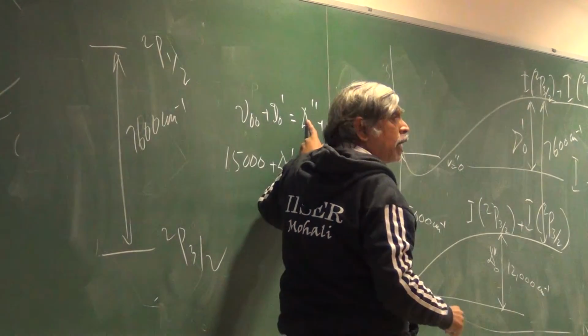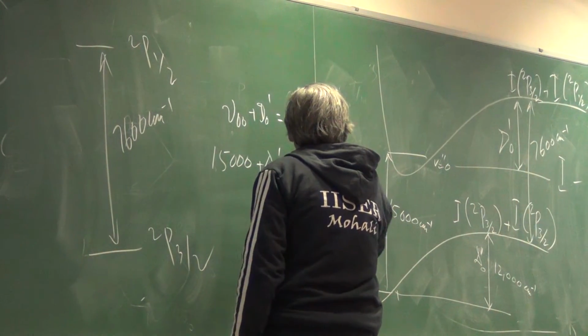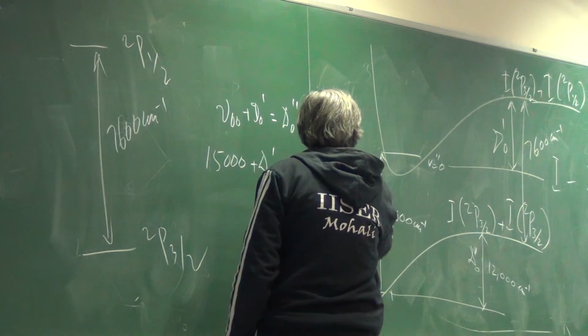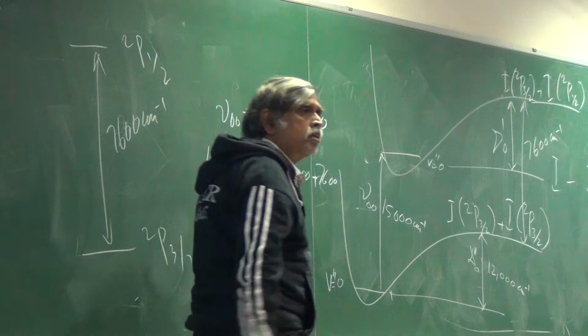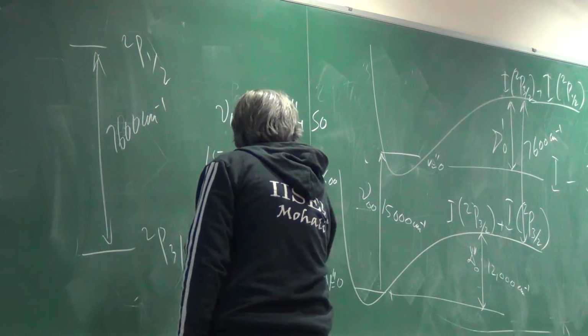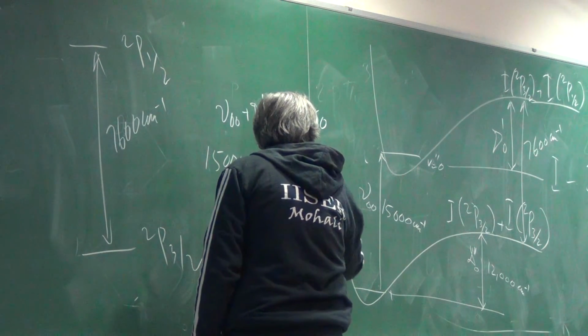What is D naught double prime? 12,000. And what is the spin orbit splitting going to be? 7,600. So all you have to do is to just solve this out and see what D naught prime is going to be. And that's now what you will get.